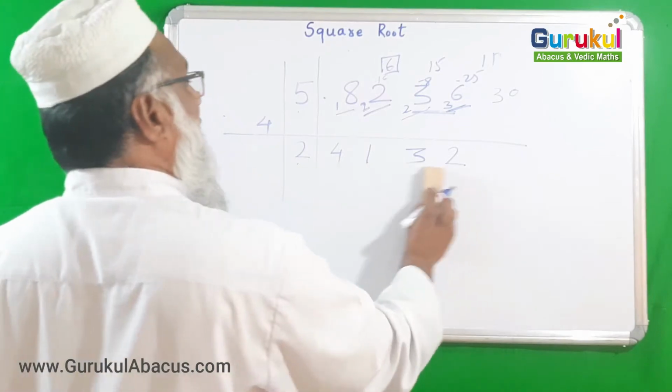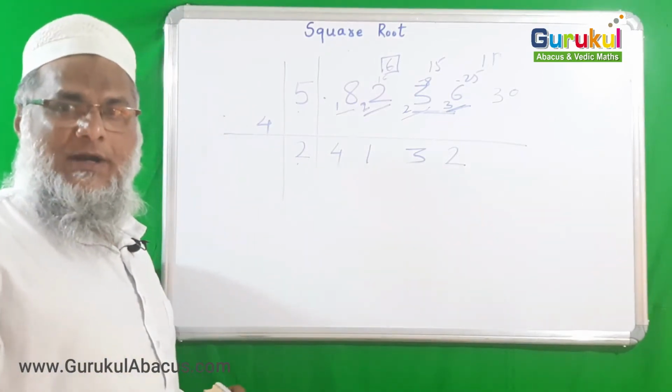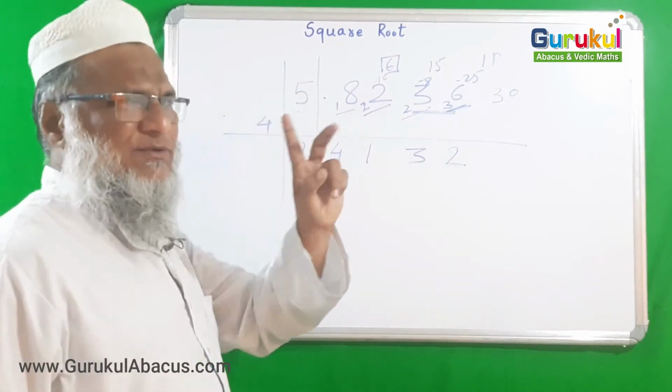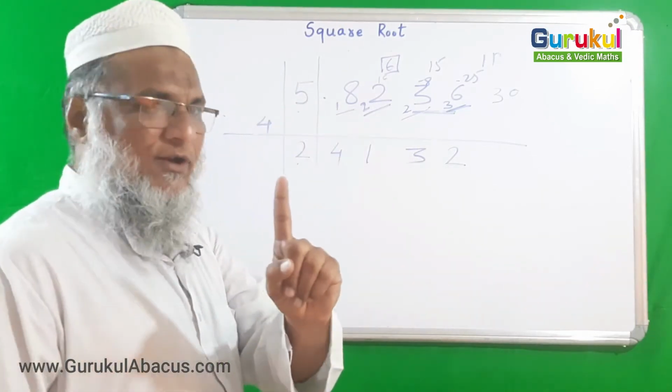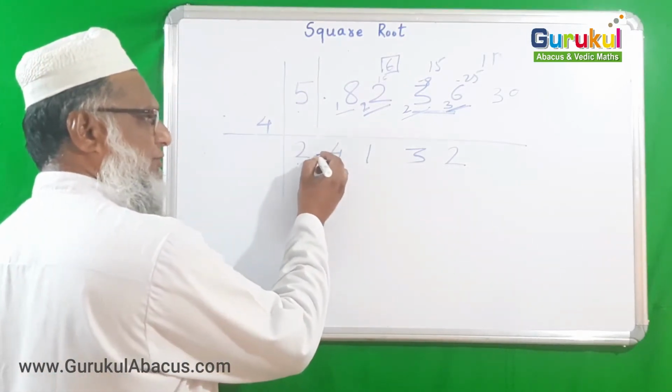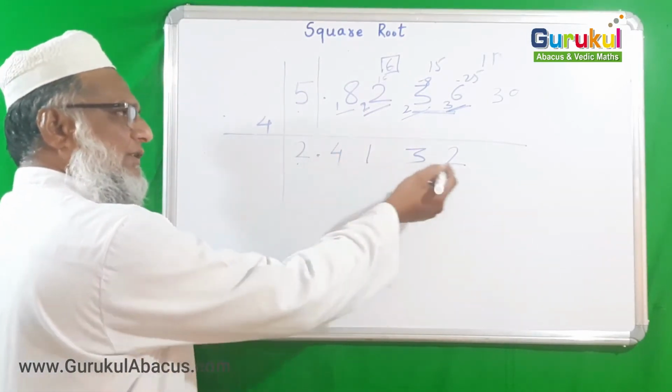So here, where to put the decimal point? Before the decimal point there was only one digit, which means only one pair has been formed. So in the answer only one digit would be before the decimal point. So the answer is 2.4132. That's it.